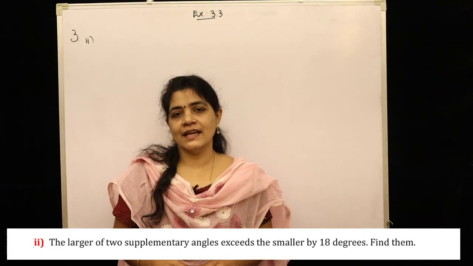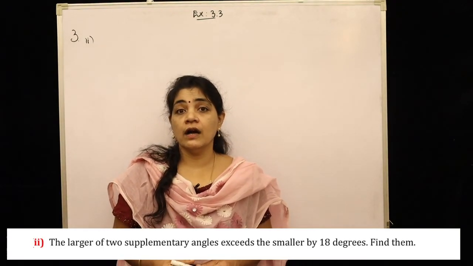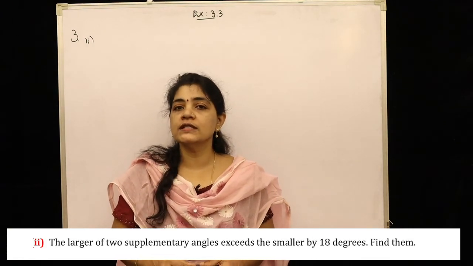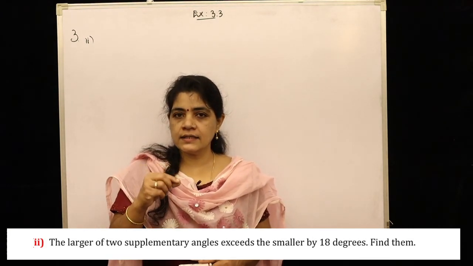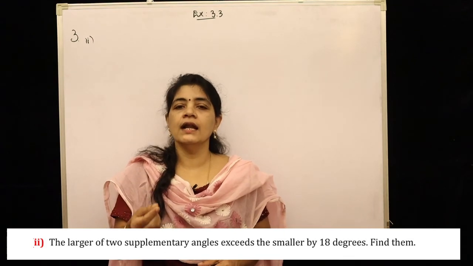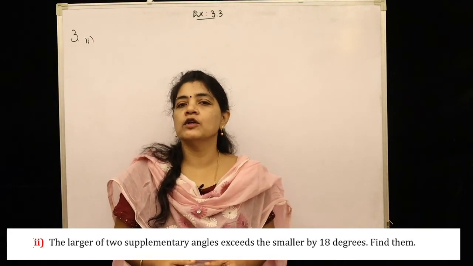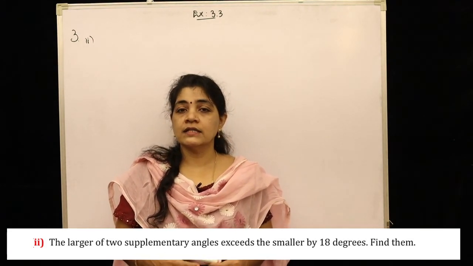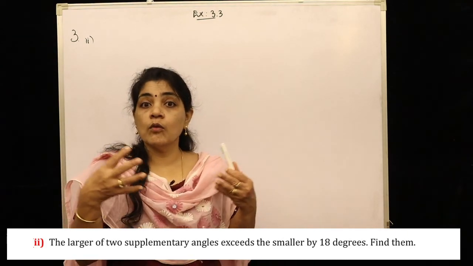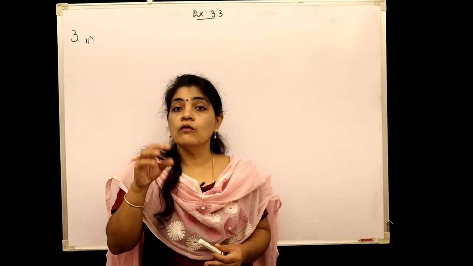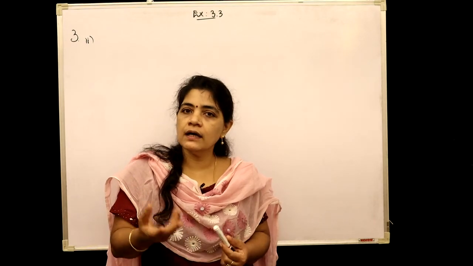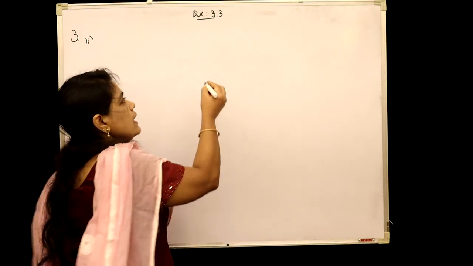Now we are solving the second question. In this question, we are given that the larger of two supplementary angles exceeds the smaller angle by 18 degrees, and we have to find them. Supplementary angles means the sum of two angles is equal to 180 degrees. So let the angles be x and y degrees.